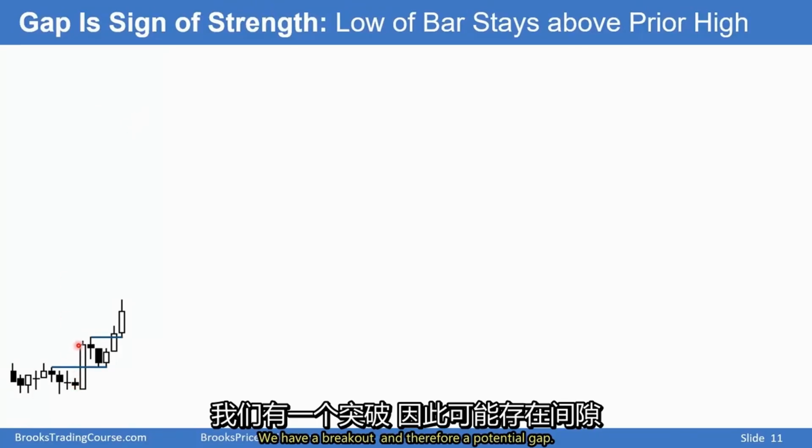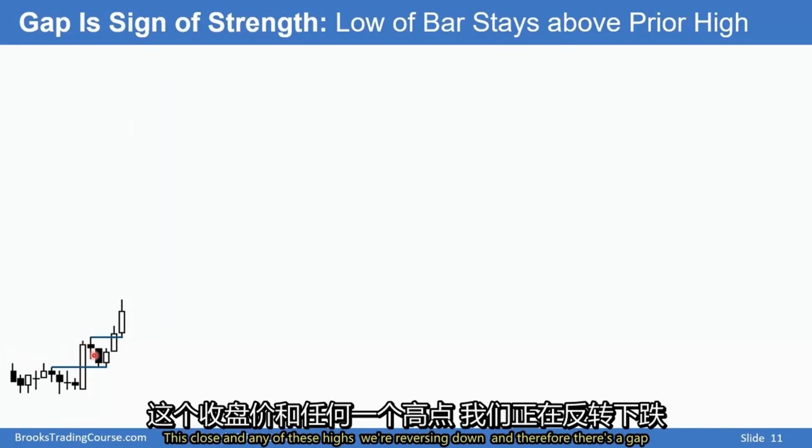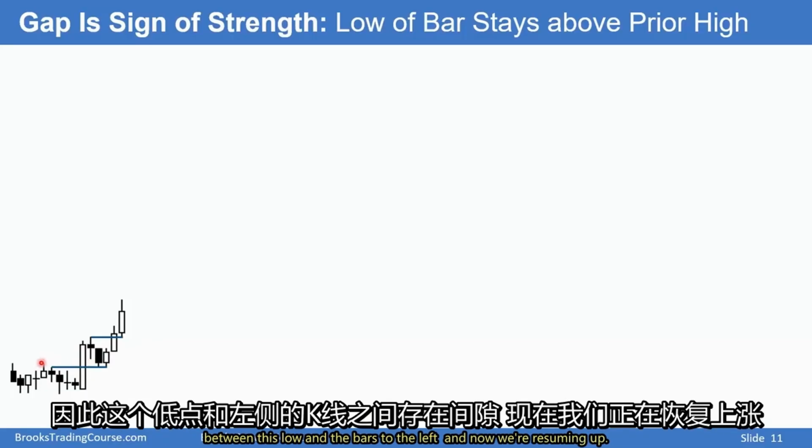We have a breakout and therefore a potential gap. This close and any of these highs. We're reversing down, and therefore there's a gap between this low and the bars to the left. And now we're resuming up.